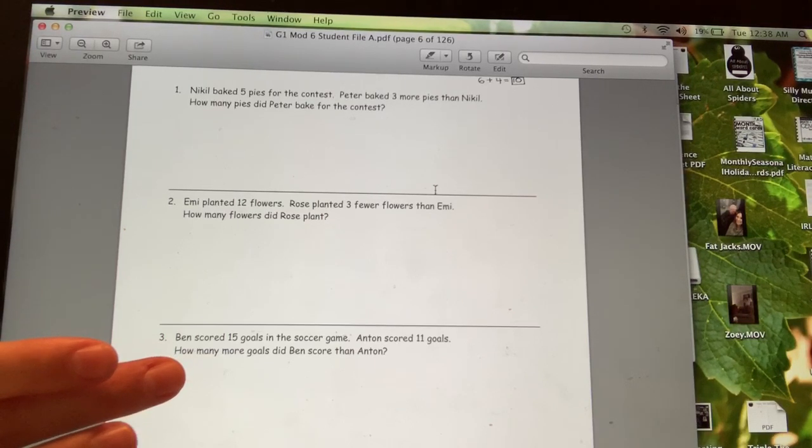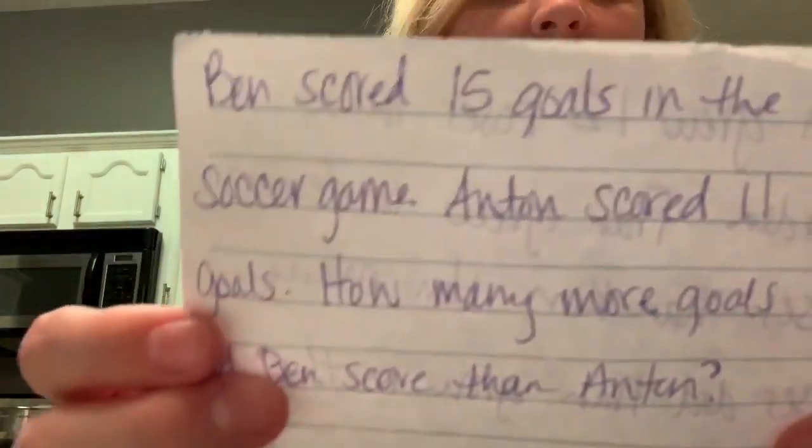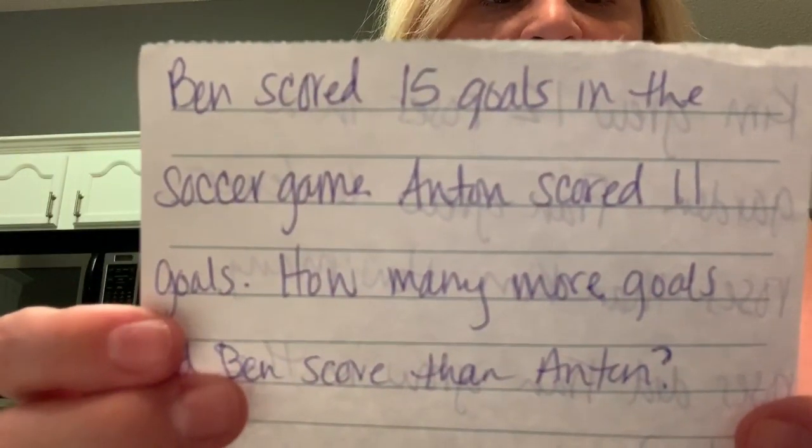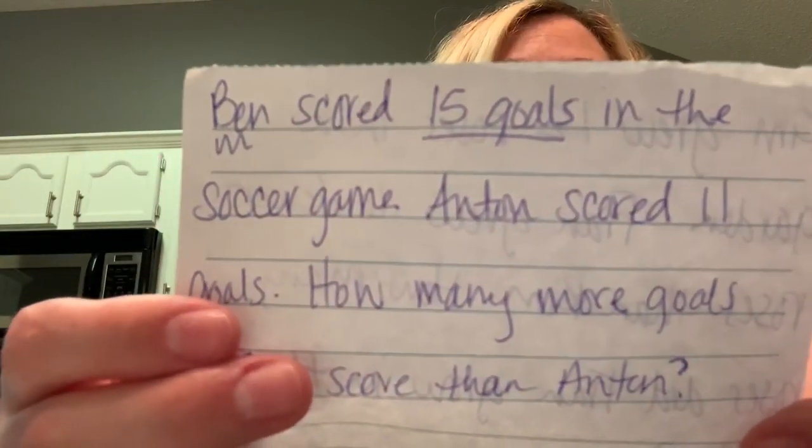Ben scored 15 goals in the soccer game. Anton scored 11 goals. How many more goals did Ben score than Anton? Okay, let's pay attention to that wording again. All right, let's see what we know. Ben scored 15 goals in the soccer game. We know Ben, and we know he scored 15 goals.